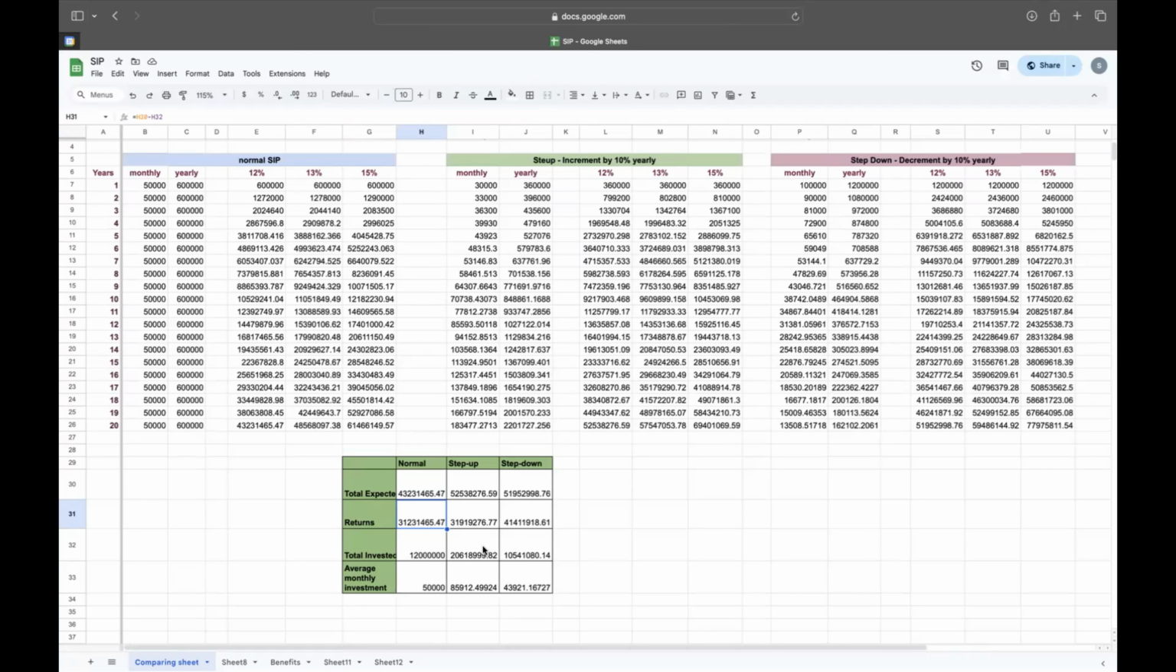And in the second one, which is step up SIP, for the investment of 2 CR, I have got around 3.1 CR. And in the third one, which is step down SIP, for the 1 CR I have invested, I have got returns of around 4 CR. So, clearly by numbers, step down SIP is more beneficial because the more time we give for our money to grow, the more we get in terms of returns.